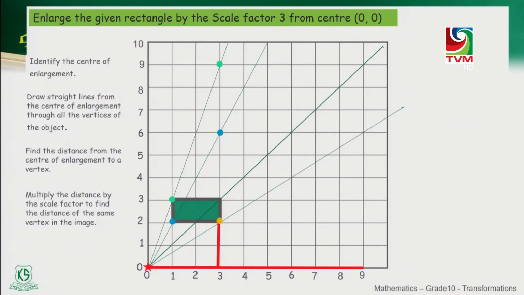vertically we have 2 squares. 2 multiplied by 3 is 6. So the same point on the image will be 6 squares up. So this is the point on the enlargement, the same point on the enlargement.